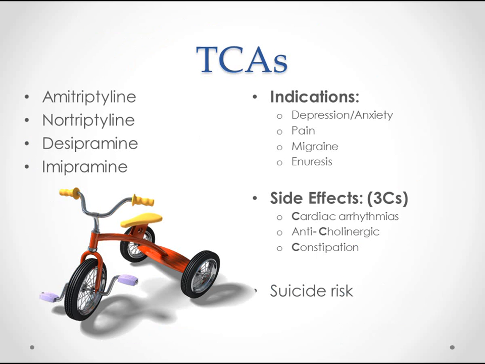And so the TCAs, remember that's Andy: amitriptyline, nortriptyline, desipramine, and imipramine. These are going to be used for depression and anxiety. Pretty much all these categories are used for depression, and anxiety basically for all of them too, although I don't know if you use the atypicals really for anxiety. You also use these for chronic pain and for migraines. And then amitriptyline has been used for enuresis.